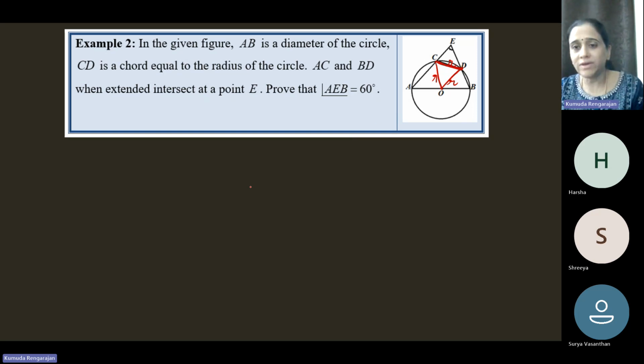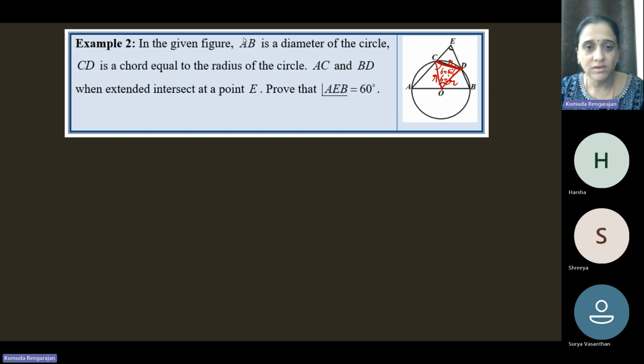Which makes triangle COD an equilateral triangle, from which we understand that each interior angle is equal to 60 degrees. Each interior angle of this triangle COD is equal to 60 degrees because COD is equilateral. Because CO is already equal to DO, and now these are equal to CD also. So equilateral.